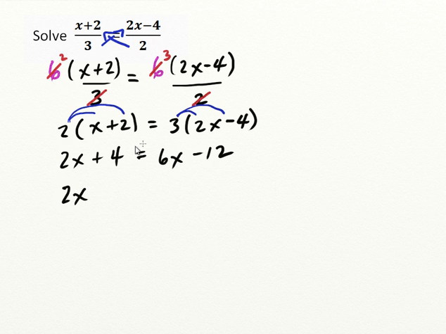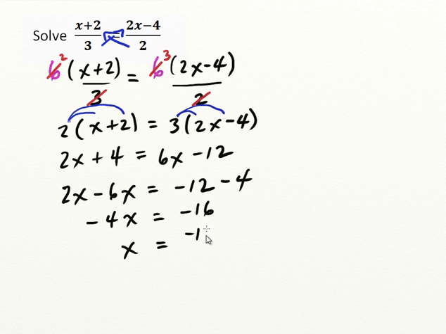The 6x will move across the equal sign and become negative, minus 6x equals negative 12, and when the 4 moves across, the positive 4 becomes negative 4. Well, 2x minus 6x is negative 4x, and negative 12 minus an additional 4 is negative 16. And that means that the value of x is equal to negative 16 divided by negative 4, so x is positive 4. Okay, so there's a nice simple example to get us started.